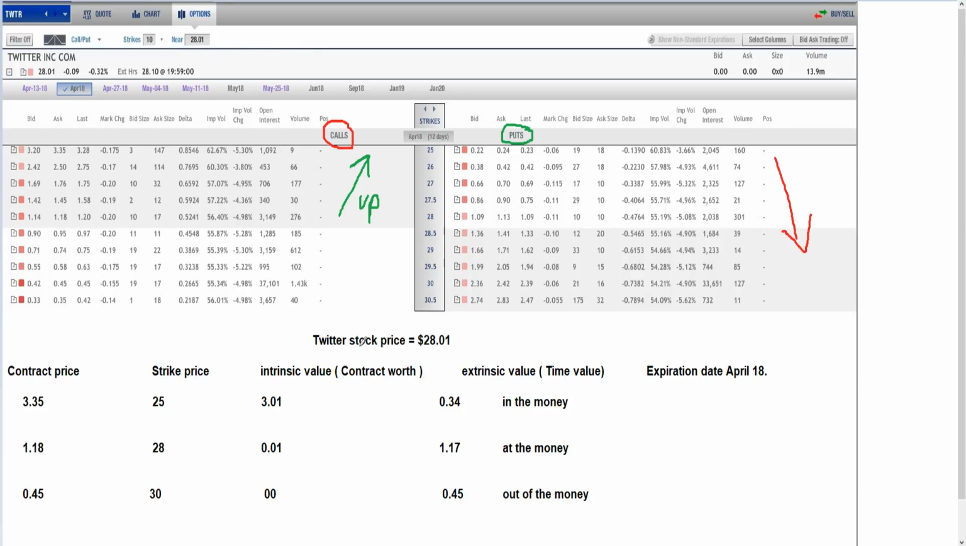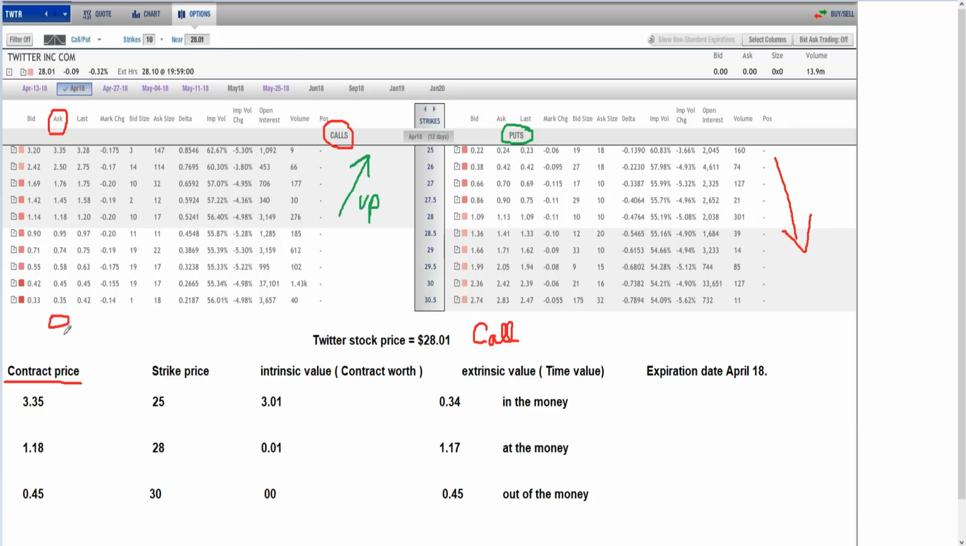Now, for the first time you want to buy an option with Twitter, for example. Let's say Twitter today is $28.01 and you want to buy a call. You think that Twitter in a few days will go up in order to make money. So what is important for you? The first thing that you should look at is the contract price, which is the ask here.